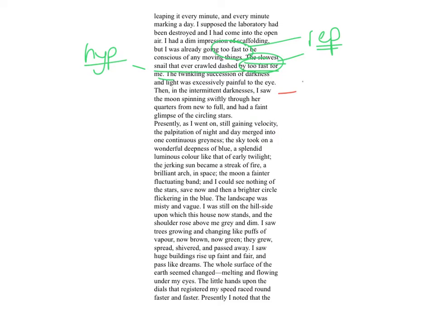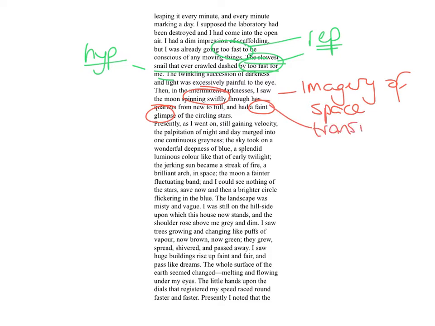So here we have imagery of space, visual imagery, where he describes what he sees and describes it as, once again, transitory or passing, fleeting. So we have words such as spinning swiftly, faint glimpse of the stars and the moon. So this connotes that everything is transitory, that it is quickly vanishing. And then as we read on, that sense that things are passing by quickly becomes even more exaggerated.